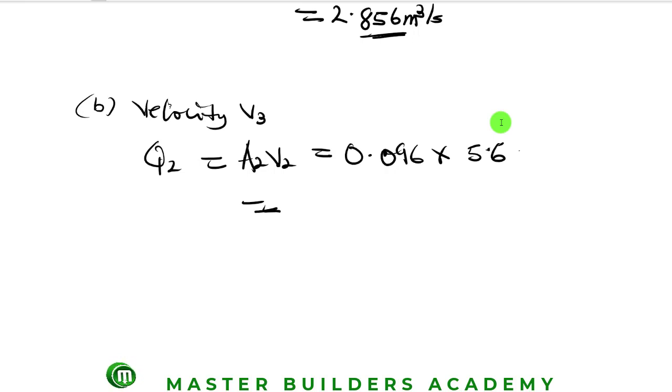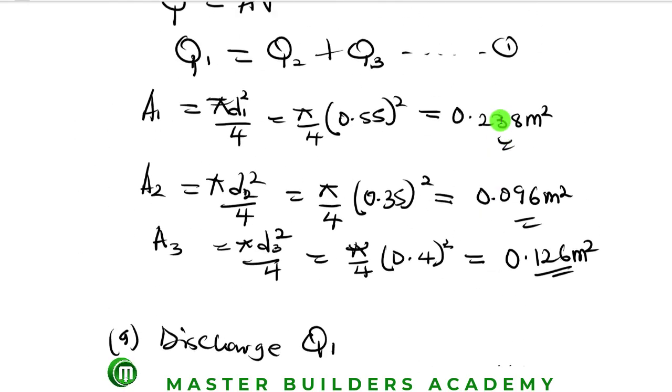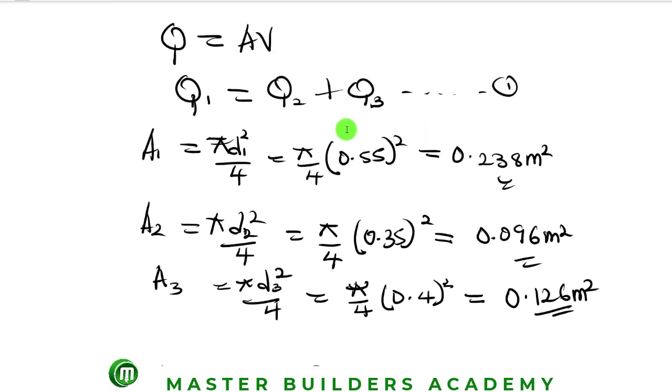So when we multiply the product of these, our answer becomes 0.5376 meter cube per second. So we know discharge 1 and then we know discharge 2. So from equation 1 now, we can find discharge 3. What we need to do now from equation 1 is to make discharge 3 the subject of formula.